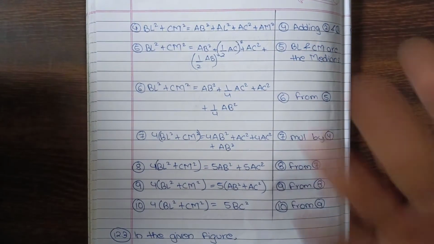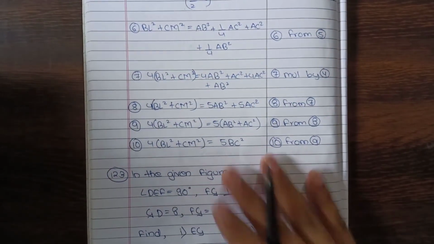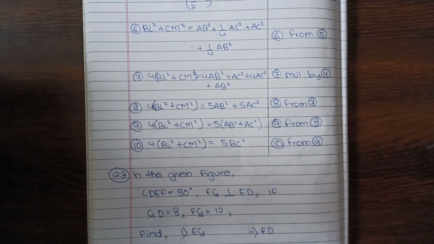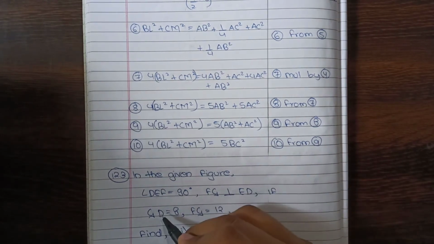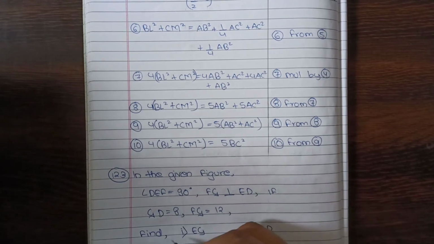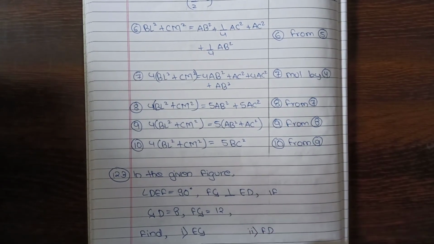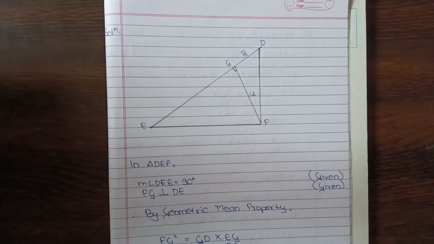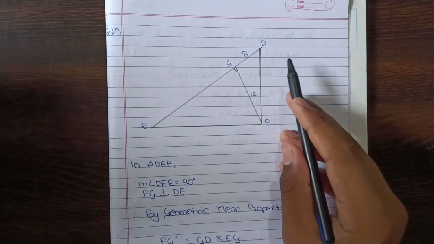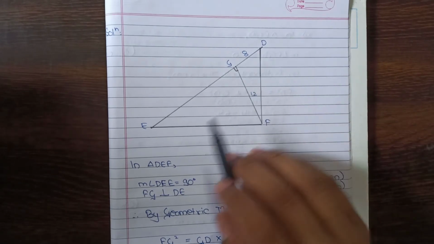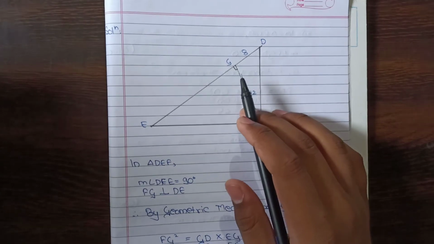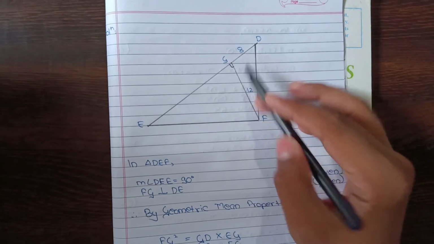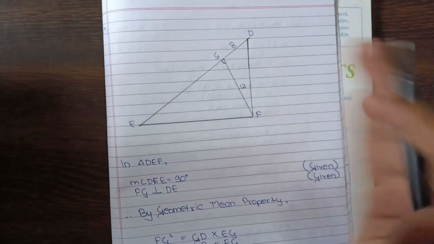Now let us solve the next question. In the given figure, angle DEF equals 90 degrees, FG is perpendicular to ED. If GD equals 8 and FG equals 12, we have to find EG, FD, EF and such things. So let us see its solution. As you can see, this is the diagram which was mentioned in the question. I have written some markings over here, for example GD 8, GF 12, etc. Now let us start solving.